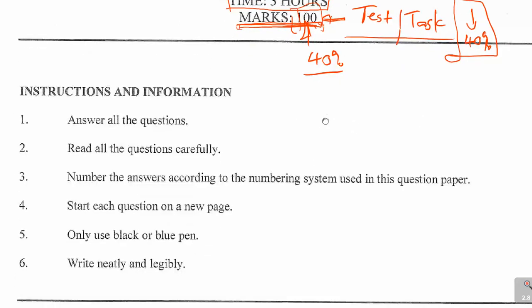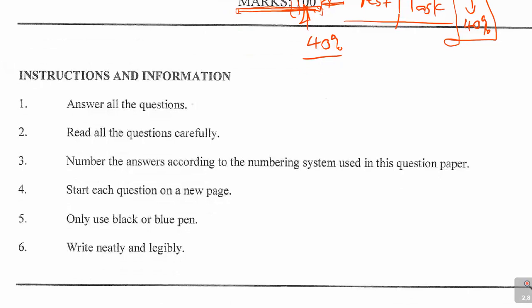So looking at the instructions again, you need to answer all the questions, that is standard. Read all the questions carefully, and number the answers according to the numbering system used in this paper. This is very important. Start each question on a new page. That is important. Even if there is a lot of space after finishing the first question or any other question, go to the next page. You can rule off and then go to the next page. Some, to be safe, write PTO at the bottom, meaning please turn over, there is more work following.